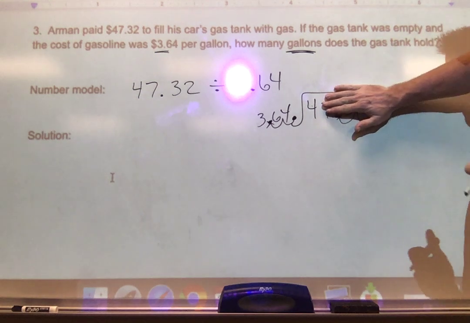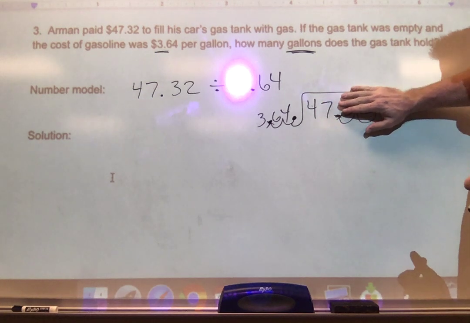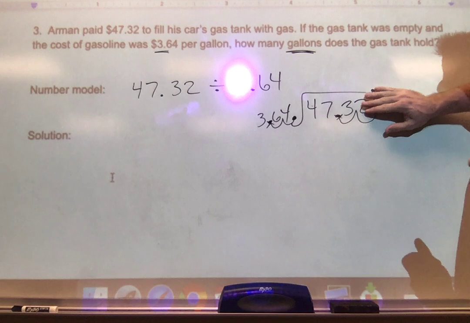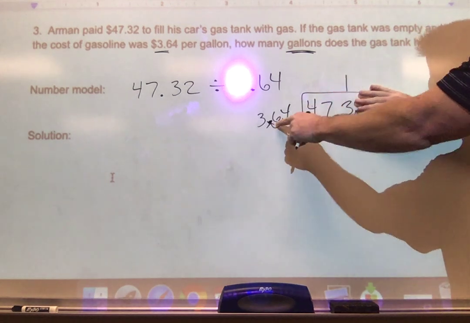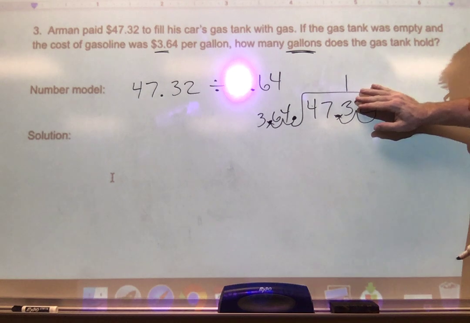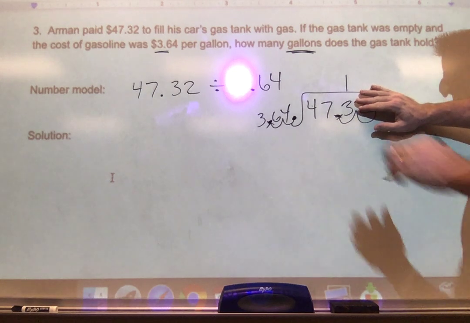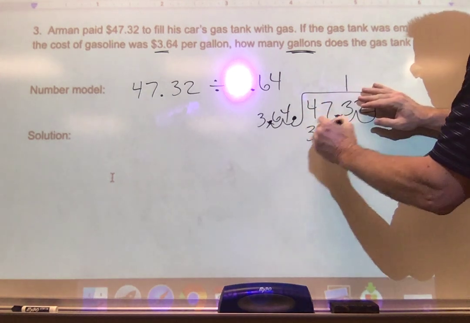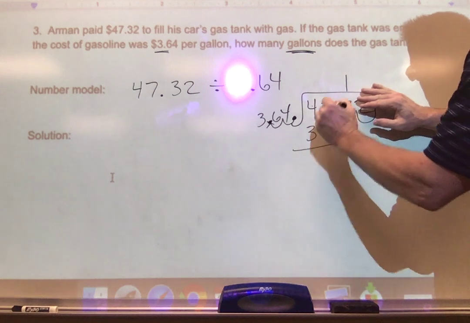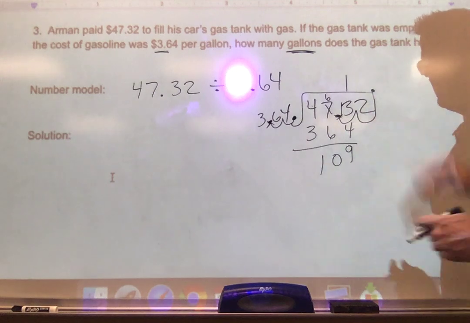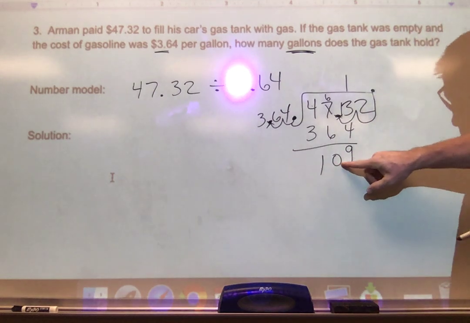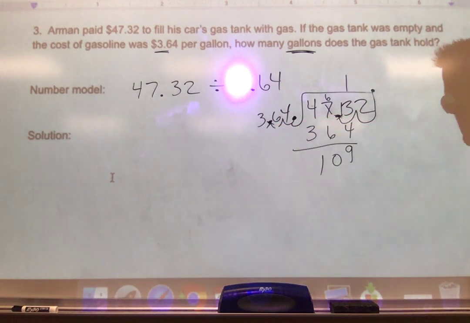So if I have 4, I can't get a group of 364. If I have 47, I can't. But if I have 473, again, staying lined up here, I know I can get 1 group, because 2 would be over 600, so that wouldn't make sense. So 1 group of 364, that's easy multiplying. That's just 364. So let's subtract and see what I have left. I get 109 left, which seems like a lot, but remember, it just needs to be less than that, which it is. So I couldn't have got another group of 364.